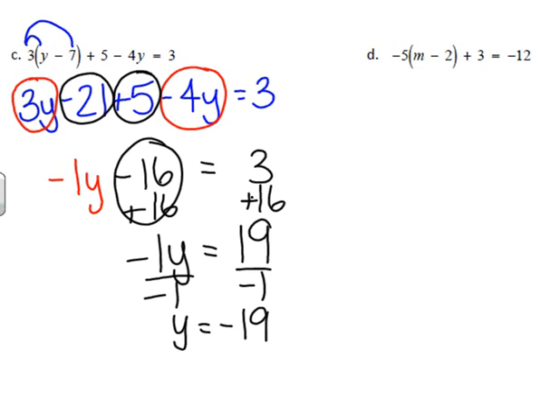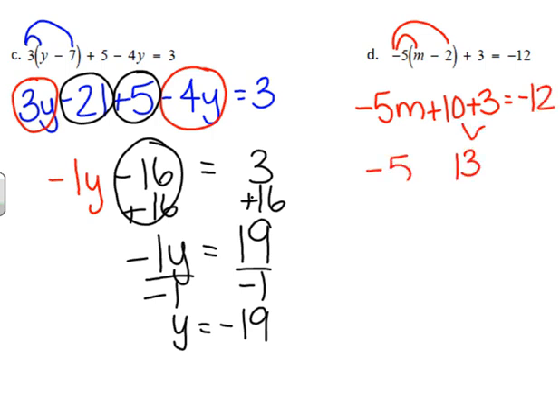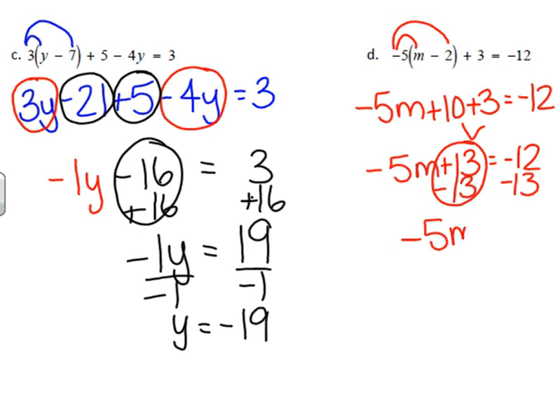Okay, part D, distribute negative 5. Negative times a negative is a positive. A lot of you missed that on the last quiz, so just pay attention to the signs. Okay, 10 plus 3 is 13. Subtract 13 from each side. And then you're going to divide by negative 5. So a negative divided by a negative is positive. So m equals positive 5. And then just like always, go back and check it, make sure that it actually works.